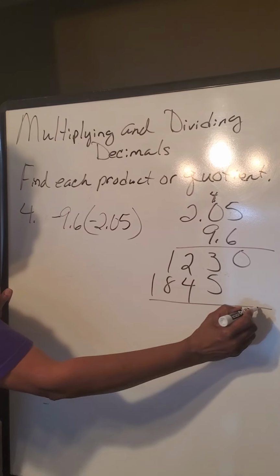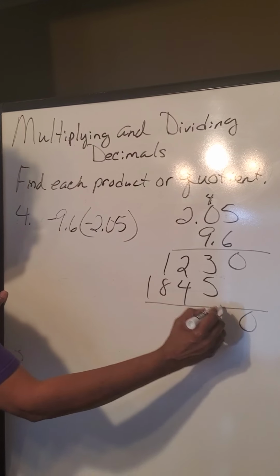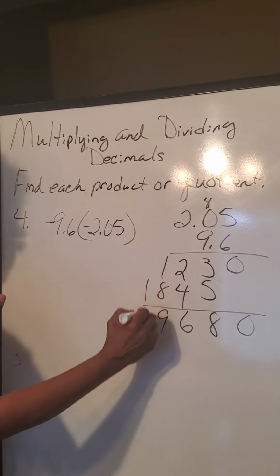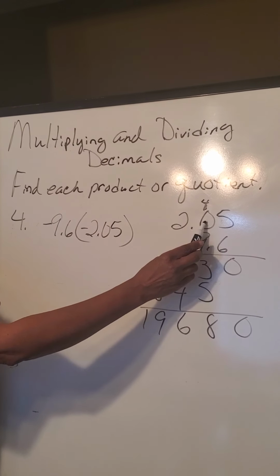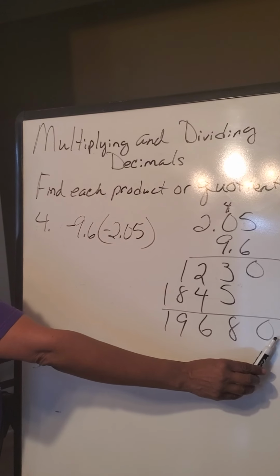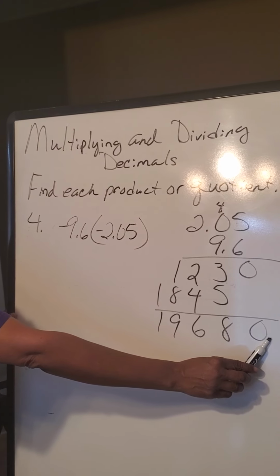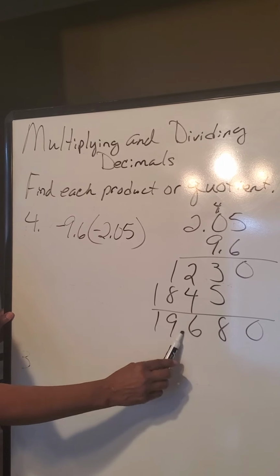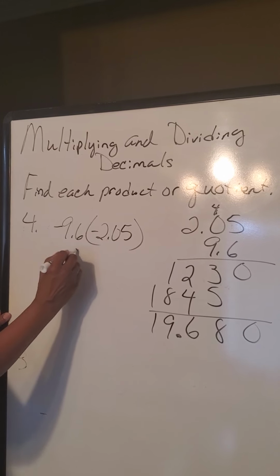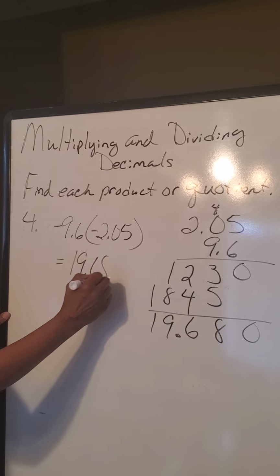As I add, I get a 0, 5 plus 3 is 8. 4 plus 2 is 6. 8 plus 1 is 9. Bring that 1 down. Again, I've got 1, 2, 3 places to the right of the decimal. The decimal for this whole number is here. Shift 3 places to the left. 1, 2, 3. A negative times a negative is a positive, so my answer is 19.68.